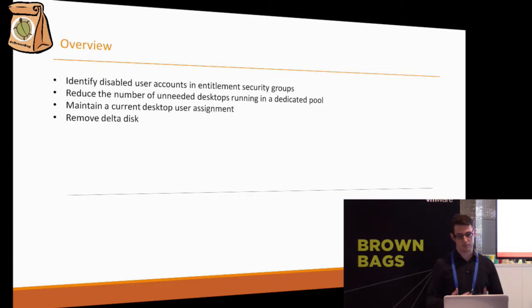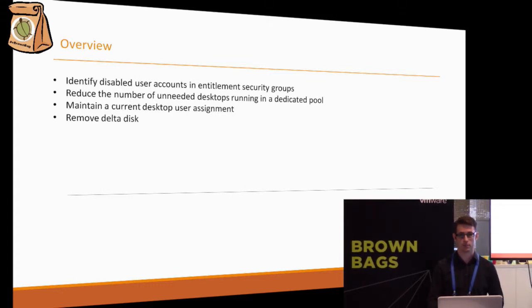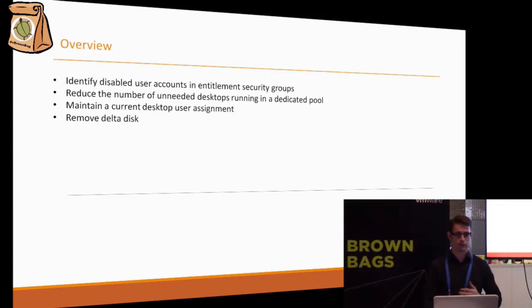So the purpose of this script is to identify any disabled accounts in your entitlement group. It's going to check your entitlement group, and if there's a disabled account in there, it'll actually remove it from the desktop automatically and can also delete that Delta disk, returning the desktop back to its original state at compose.